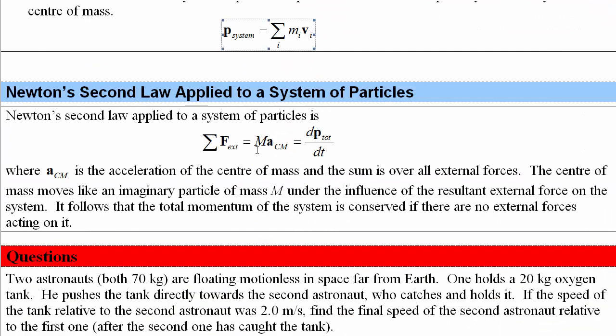Newton's second law applied to a system of particles. The net force we know is m times the acceleration of the center of mass, which is also the rate of change of momentum as long as the mass is not changing.